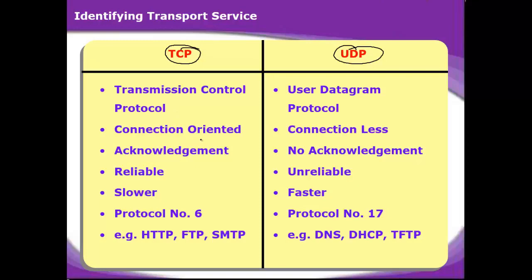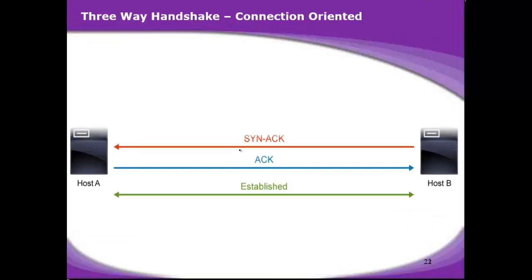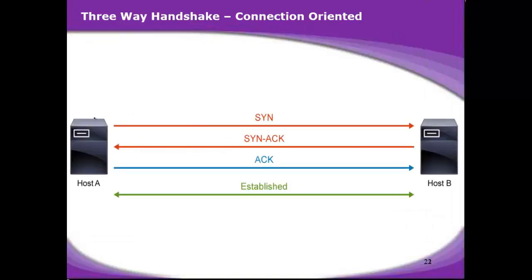TCP is connection oriented service. Connection oriented service means that before any transmission takes place between two hosts, a connection needs to be established. And that connection is established using three-way handshake process. What does this three-way handshake do? Here, the requester, the source, sends a SYN segment. This SYN segment is basically a request to establish the connection.